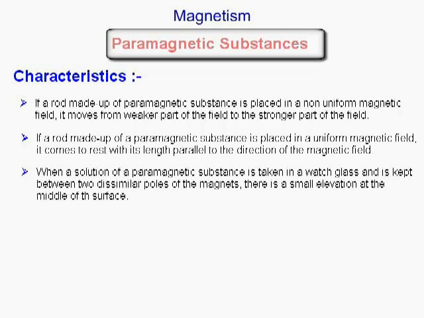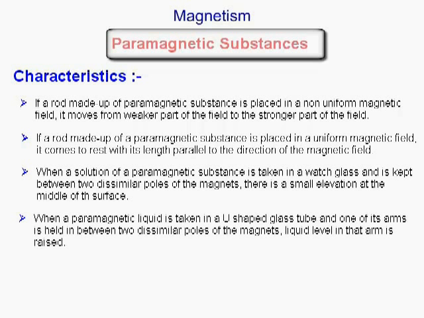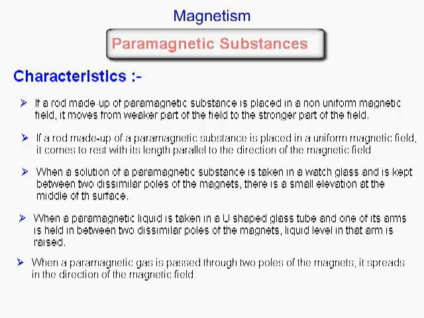When a solution of paramagnetic substance is kept in a watch glass and is kept between two dissimilar poles of magnets, there is a small elevation observed at the center of the surface. When a paramagnetic liquid is taken in a U-shaped glass tube and one of its arms is held in between two dissimilar poles of the magnets, liquid level in that arm is raised.